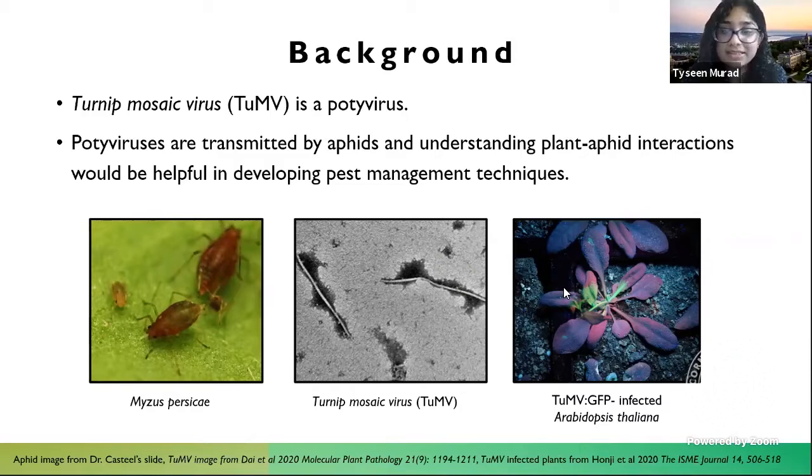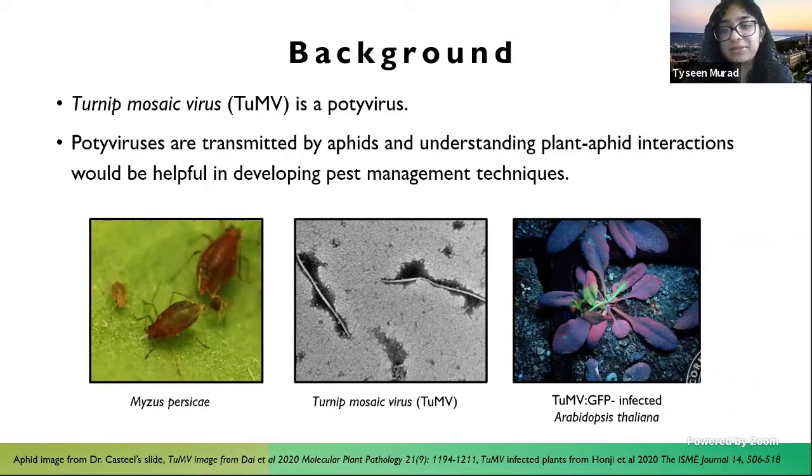So the vector virus interaction that I'm going to be talking about for the rest of this talk is between Myzus persicae, also known as the green peach aphid, as shown on the bottom left picture, and Turnip Mosaic Virus, or TuMV, as shown right here. Currently TuMV is one of the most destructive viruses to vegetable crops worldwide. Being able to understand these plant aphid interactions, we could use it to our advantage in the future to perhaps even increase vegetable crop output.